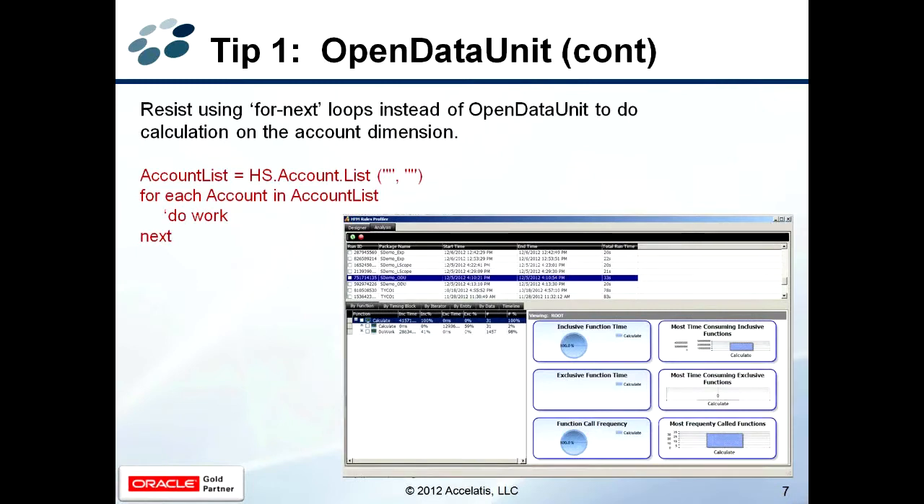Again, using the HFM Rules Profiler, we have profiled the for loop against the OpenDataUnit, and then we compare the results. So here we said give me the account list, and for each member in the account list, do some calculations. We ran basically a simple consolidation. Again, this consolidation was on the US hierarchy that has the 50 states, and it took roughly about 33 seconds.